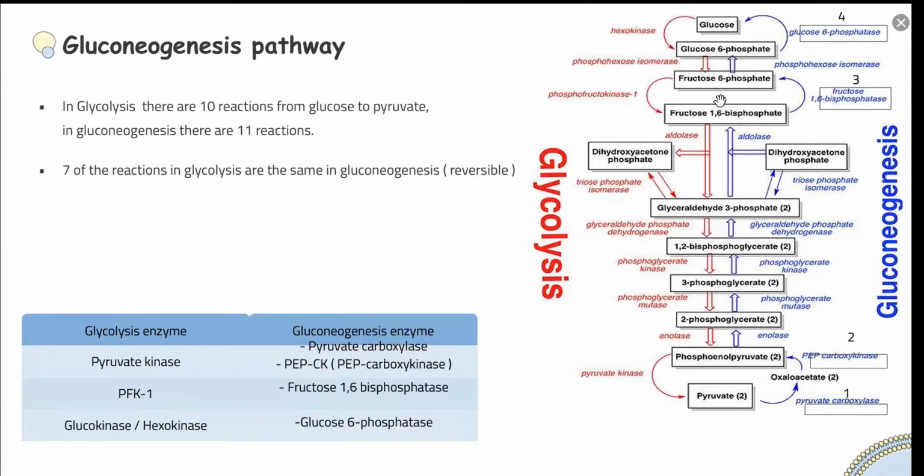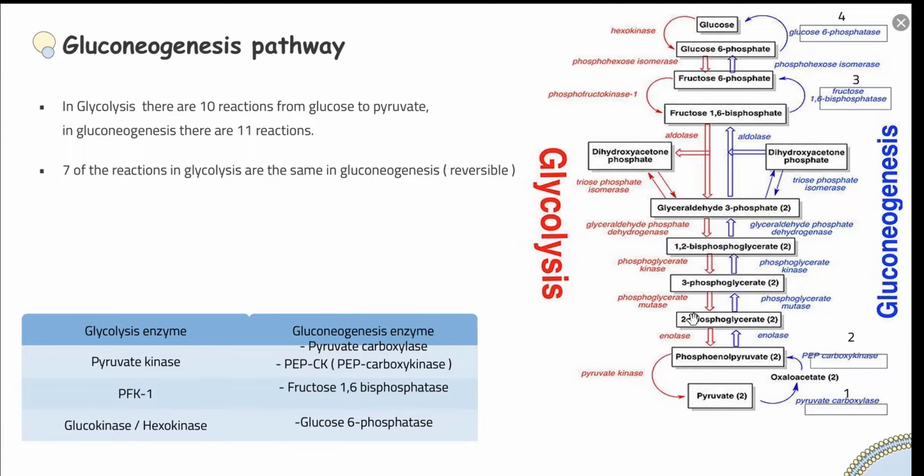Number one, the first one is when glucose is converted into glucose 6-phosphate by an enzyme called hexokinase, or glucokinase in the liver. Then the glucose 6-phosphate will be converted to fructose 6-phosphate using isomerase enzymes, and of course from fructose 6-phosphate to fructose 1,6-bisphosphate down to pyruvate.